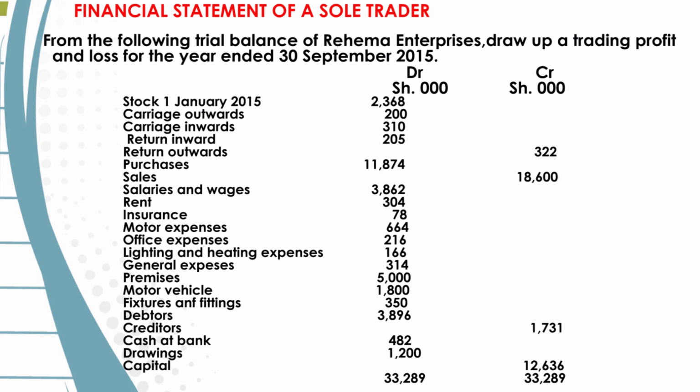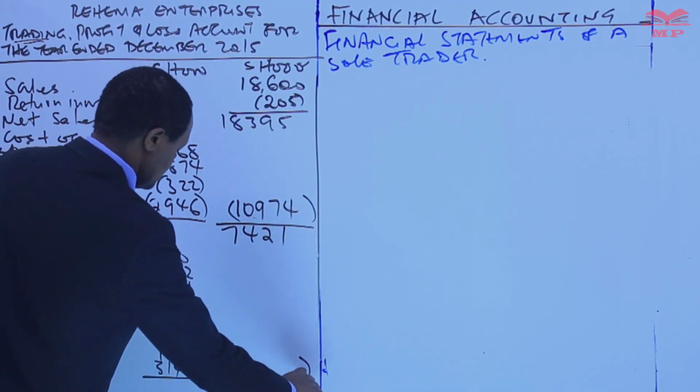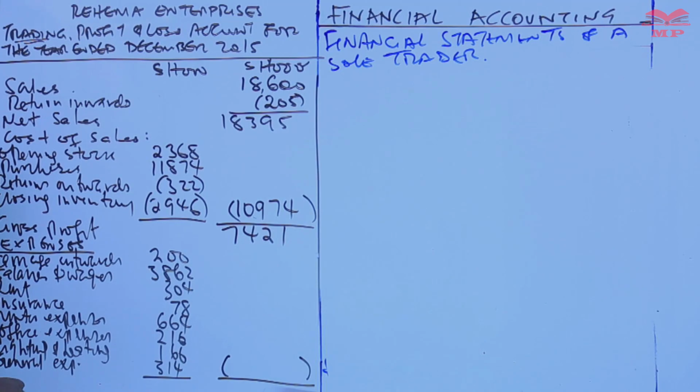That is general expenses, 314. I don't see any other expense here, because below general expenses we have premises, that is an asset, motor vehicles, that's an asset, fixtures, that's an asset, debtors, that's an asset. Then there is creditors, that's a liability, cash is an asset, drawings is a drawing, capital is just capital. So give me the total expenses, deduct the total expenses from the income or the gross profit. Then the last item here is either net loss or net profit.